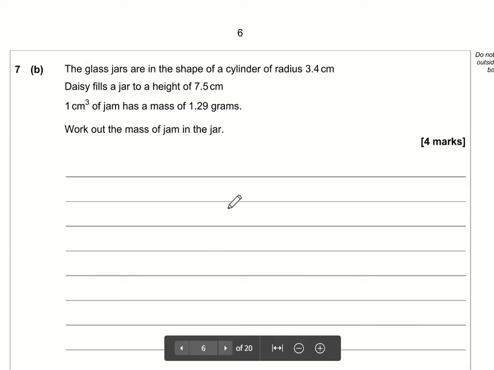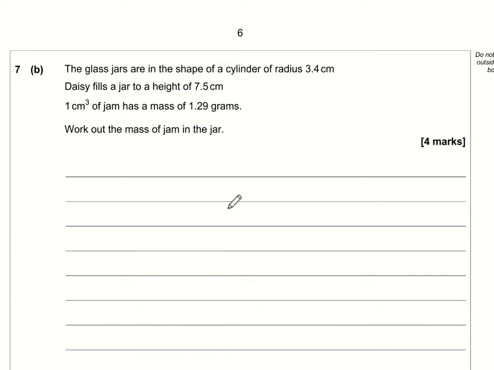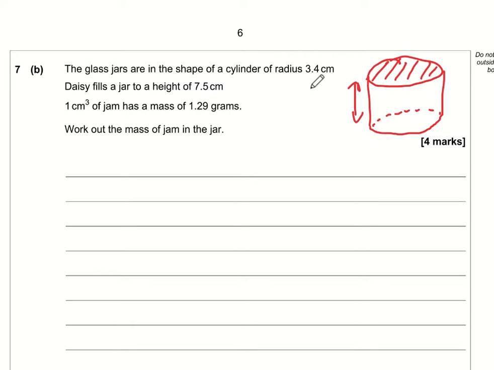Okay, so for B we want to work out the mass of jam in the jar. Well, first of all we need to work out the volume of jam in the jar. Now it's a cylinder, so let's just do a quick sketch of a cylinder. There we go. So the volume of any three-dimensional prism is the area of its face multiplied by its height. Now we know the height, and its face is a circle. Now the area of a circle is pi r squared. So it's going to be pi r squared multiplied by 7.5.